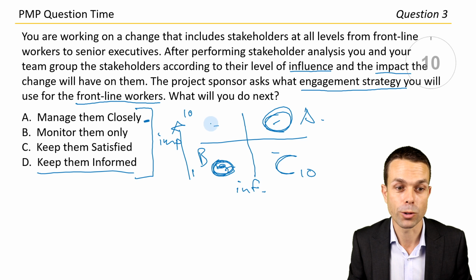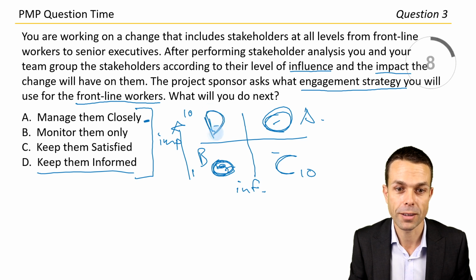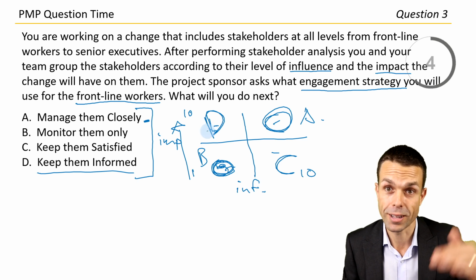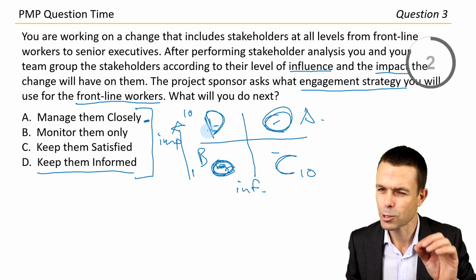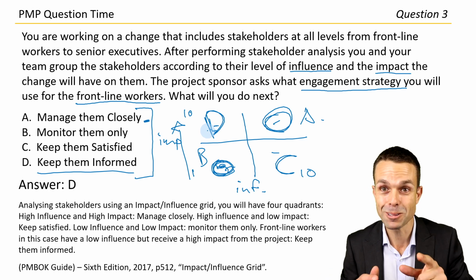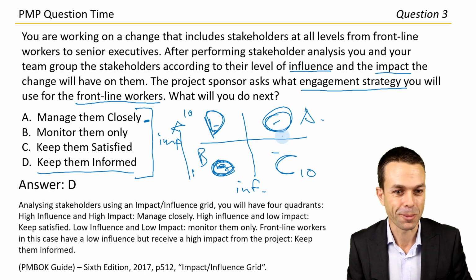And so we want to keep them informed, I think, but they don't have a high influence because they're not executive level. I'm pretty sure we're on the money here, so let's go with answer D. All right, fantastic. That was really good. I thought that was really good.